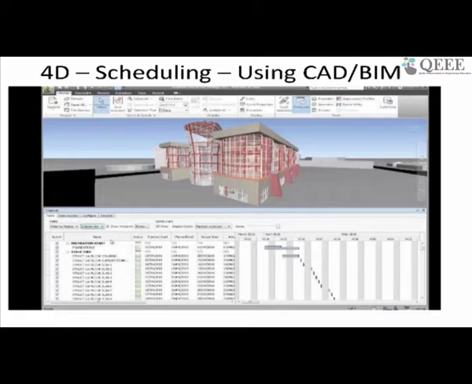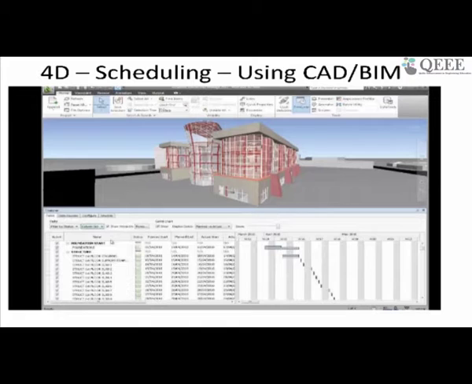Okay, so I can approach this as adding 3 dimensions to my schedule or adding an additional dimension to my CAD. So you have three dimensions plus time. That is why they call it 4D.